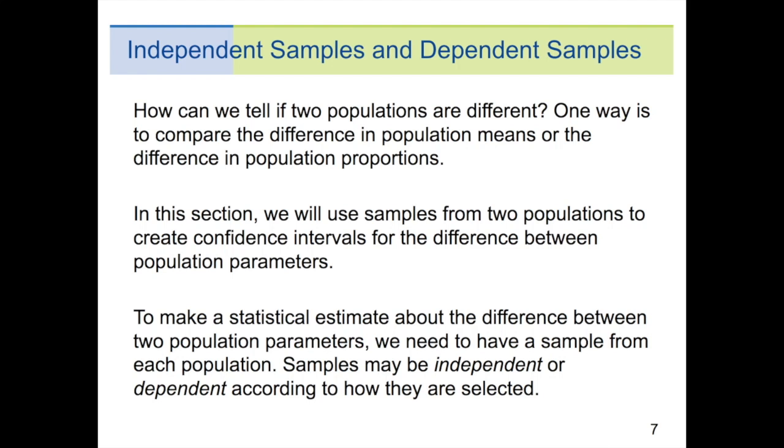Independent samples and dependent samples. How can we tell if two populations are different? One way is to compare the difference in population means or the difference in population proportions. In this section, we will use samples from two populations to create confidence intervals for the difference between population parameters. To make a statistical estimate about the difference between two population parameters, we need to have a sample from each population. Samples may be independent or dependent according to how they are selected.